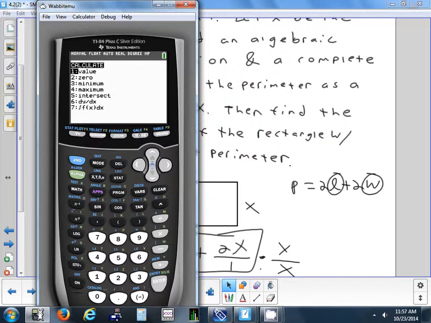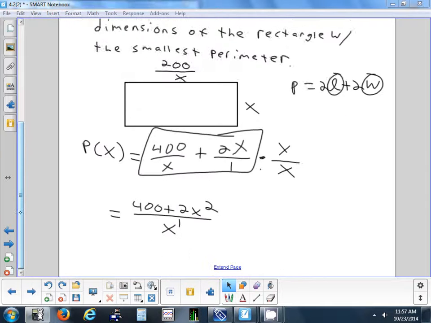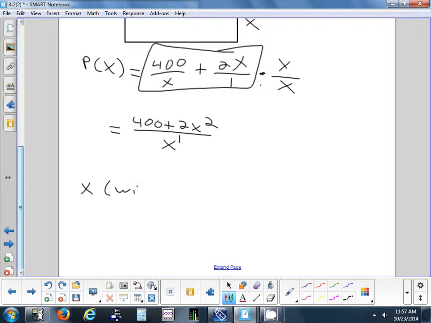So let's do second calc, minimum. I'm watching y, I'm at 65, 56, I think I saw 57 in there. 56. Somewhere there's a minimum y value. It says that the minimum perimeter you could have would be 56.6, and that's when the width is 14.14. So x, which is the width, is 14.14.